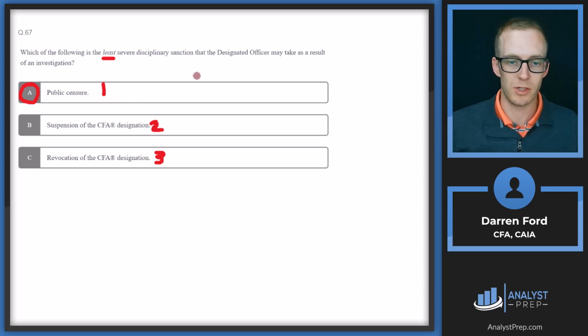Public censure is basically just expressing disapproval of someone or something they've done, but that would be kind of a first step. Suspension and revocation are going to be worse than that, more severe.